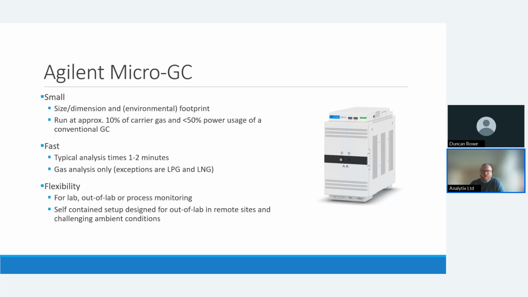Compared to benchtop GCs, this system is specifically for targeted gas analysis, with the exception of liquefied petroleum gas and liquefied natural gas. And the micro GC is a really flexible system. This can be used as a lab analyzer, but also due to its size and portability, can be used out in the field and for process monitoring as well, and also has a specifically designed self-contained carrier case with built-in power and carrier gas features for truly portable gas analysis.